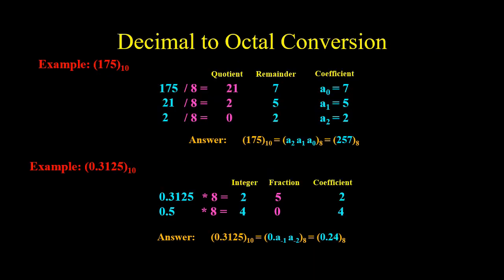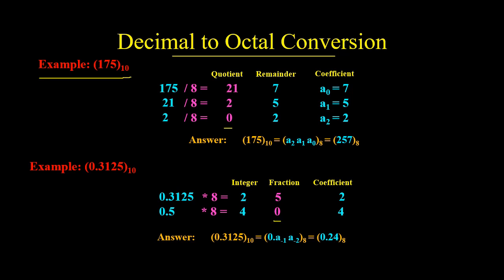And now using the same method of successive multiplication or division, we will do decimal to octal conversion. For integer part, we will use successive division. After every division, the remainder will act as a coefficient and the quotient will be divided again. And the process will be repeated until 0 quotient is obtained. Whereas in case of fraction, successive multiplication will be used until you achieve 0 fraction or the desired number of iterations are achieved.